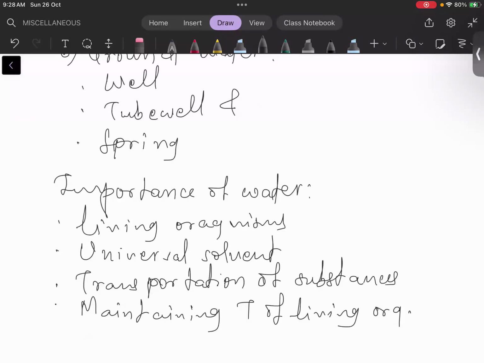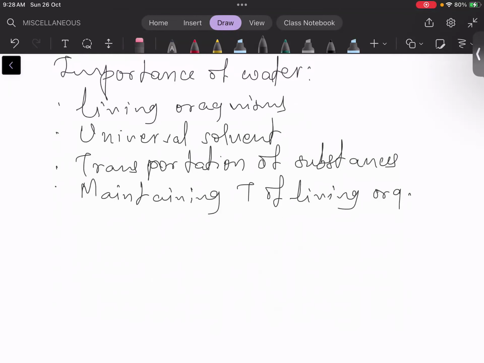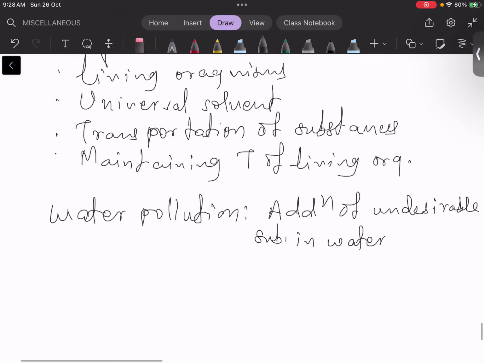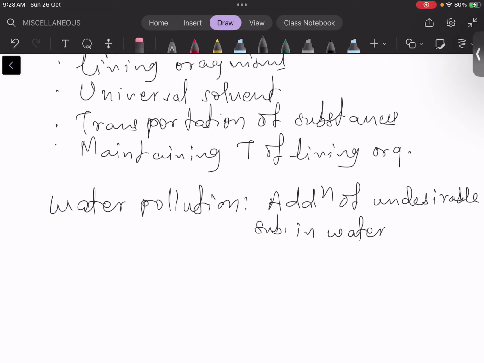The next part is water pollution. What is water pollution? Addition of undesirable substances in water. That is called what? Water pollution. Now, sources of water pollution. There are two types.